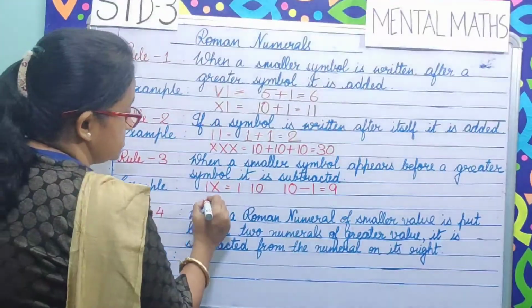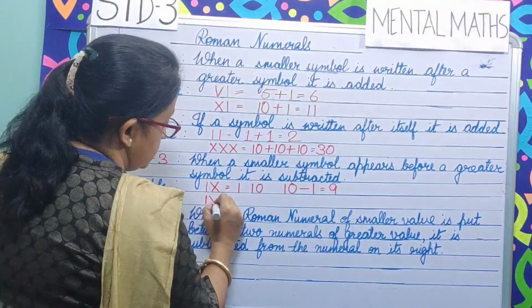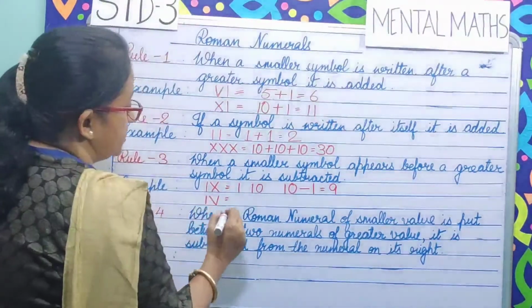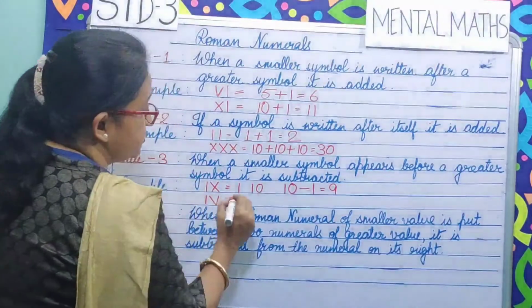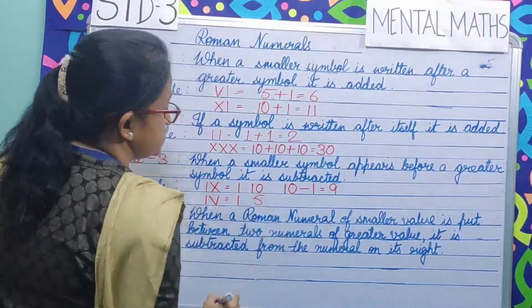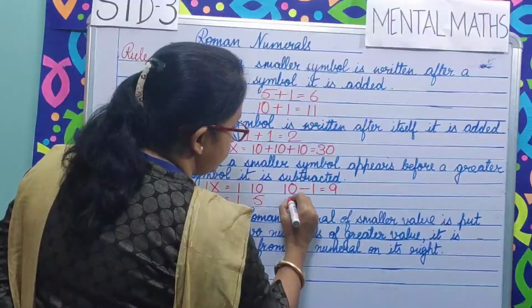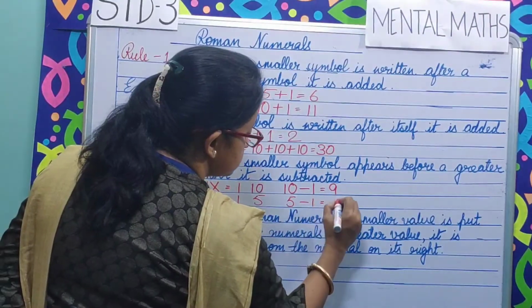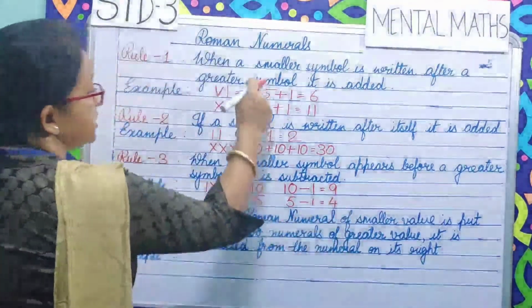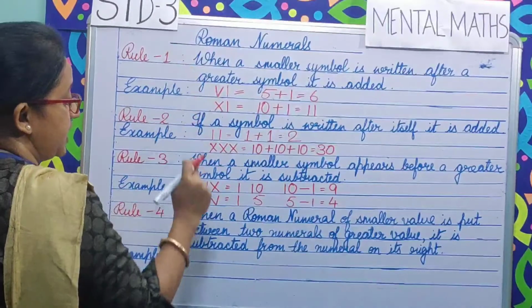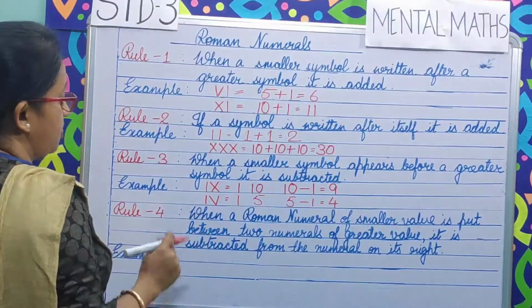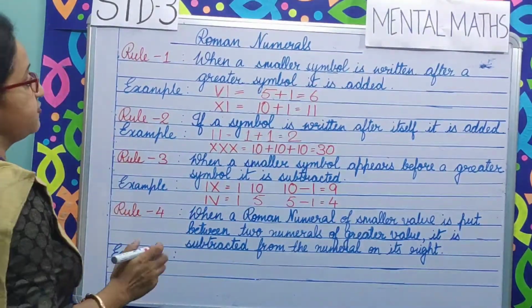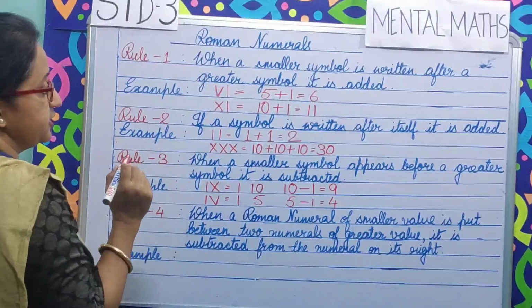Now the next symbol, IV. I represents again 1, V represents 5. So 5 minus 1 equals 4. Now you can understand the difference between rule 1 and rule 3.